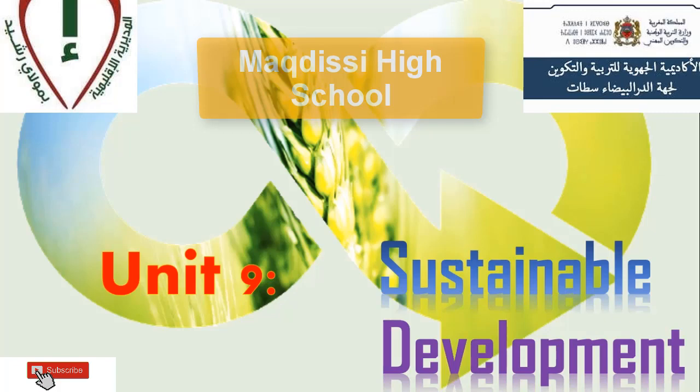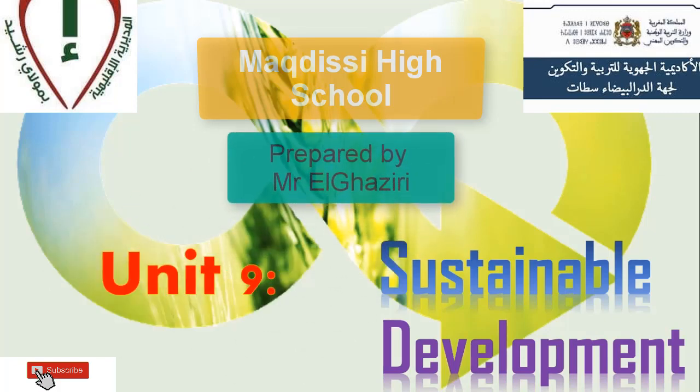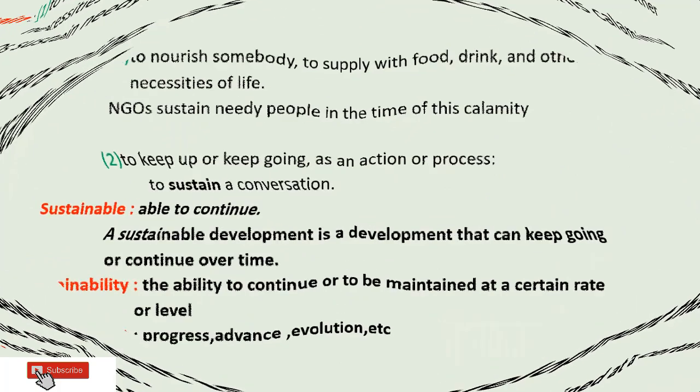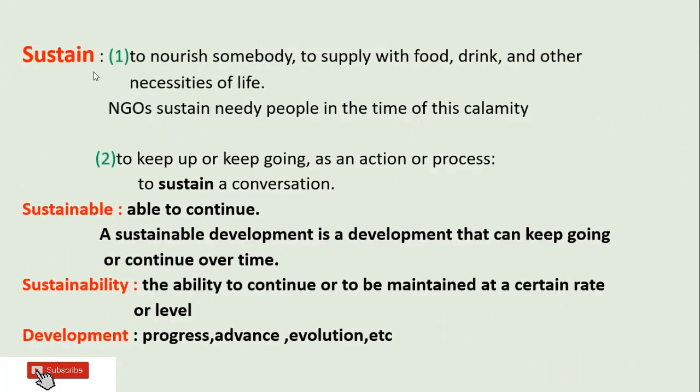In this lesson, we are going to learn about the meaning of sustainable development, the basic elements of development, the problems that may face sustainable development, the goals of sustainable development, and last but not least, some collocations in relation to sustainable development. At first, have a look at the word sustain as a verb.